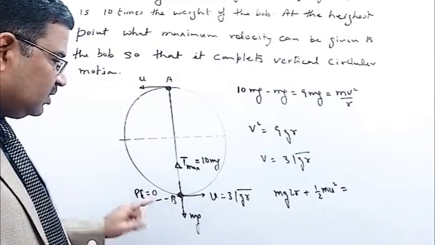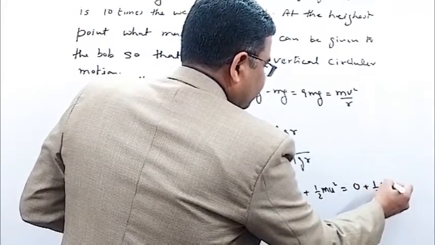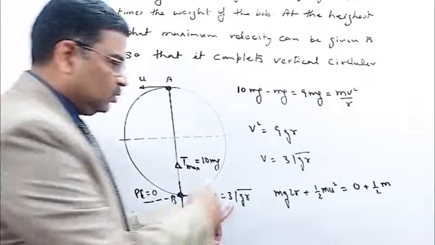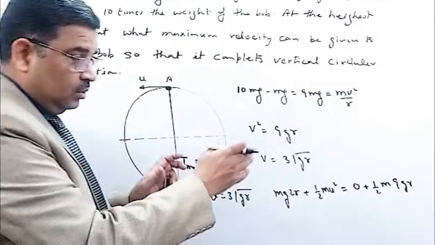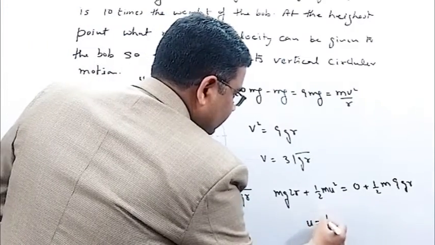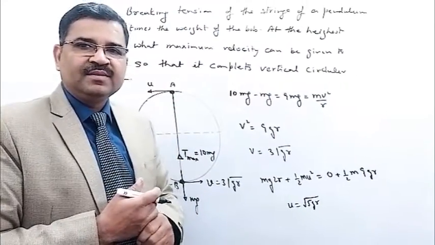Now here the potential energy is 0 and the kinetic energy is half mv square, where v is this 3 under root gr. So square of this will be 9 gr. Now we can solve this equation and we get the value of u as under root of 5 gr. So this is our final answer.